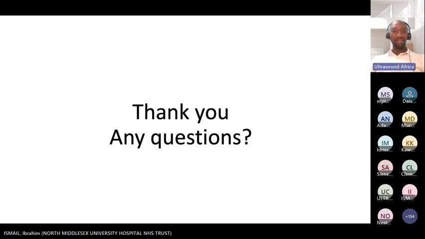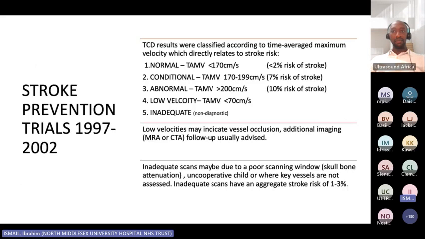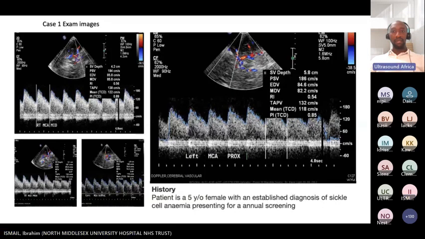Thank you. There you have it. I have a question from Daniel, and he's asking, can you use the waveform appearance to determine normal, abnormal, or conditional? Like on the image, there's closed window spectral broadening. Yeah, so we're talking about the spectral broadening with regards to the spectral waveform. I'm assuming that's what he meant.